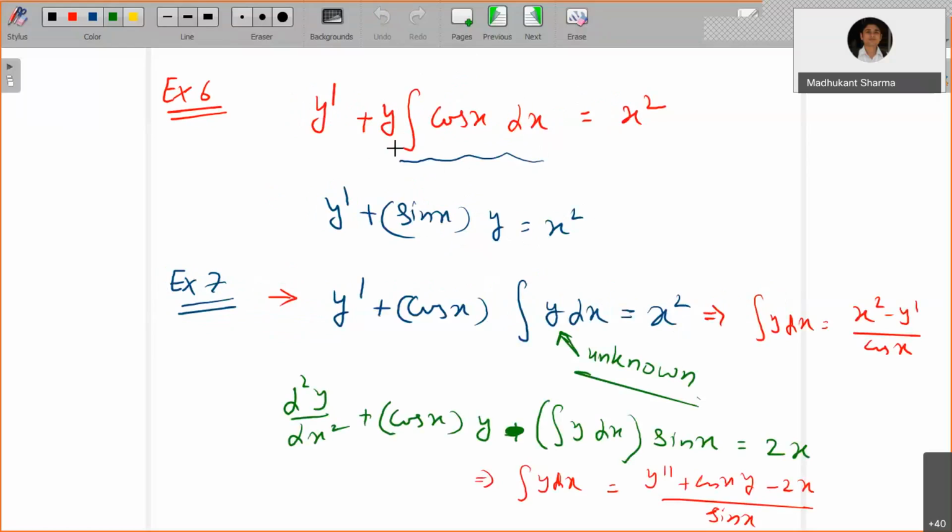Why? Because when you write the solution, that will take care of the arbitrary constant automatically. So in the differential equation, when you are performing these simple things, there is no requirement of putting an additional arbitrary constant.